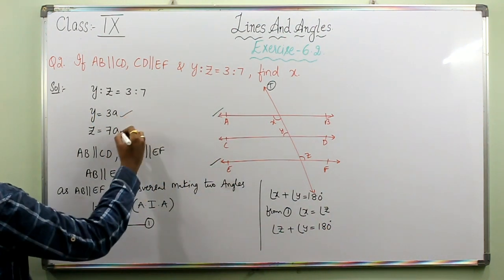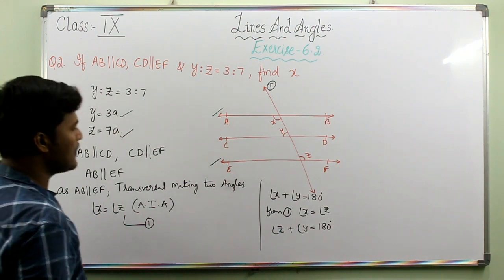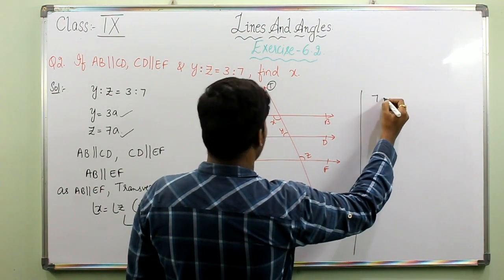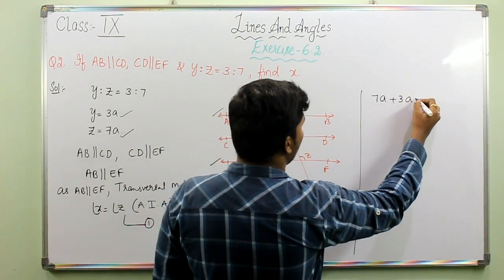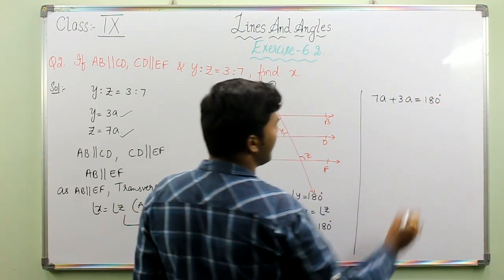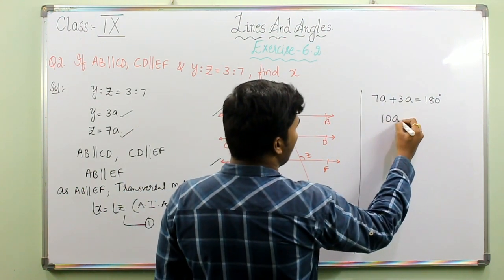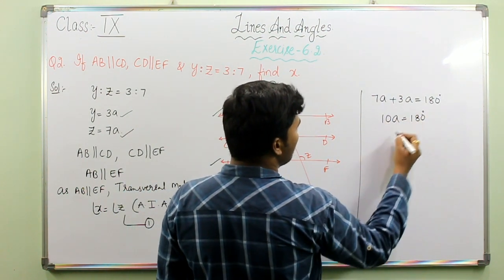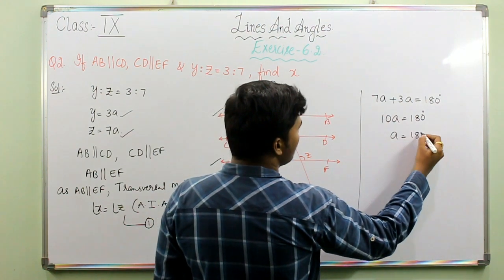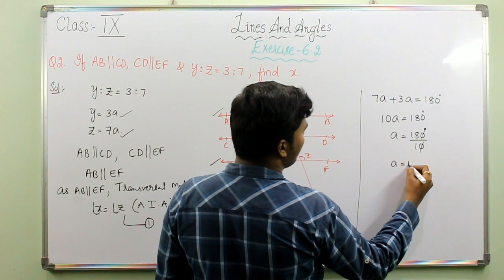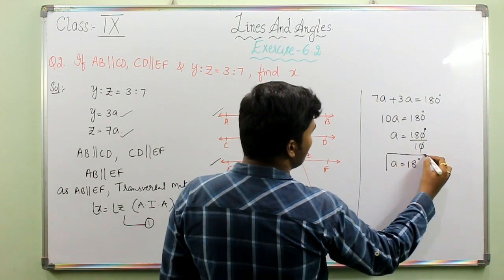What do I have? Y is 3A and Z is 7A. Now let us substitute those values: 7A plus 3A is equal to 180 degrees. 7 plus 3 is 10A, which is equal to 180 degrees. From that, A is equal to 180 by 10, the zeros cancel, and we are left with A is equal to 18 degrees.